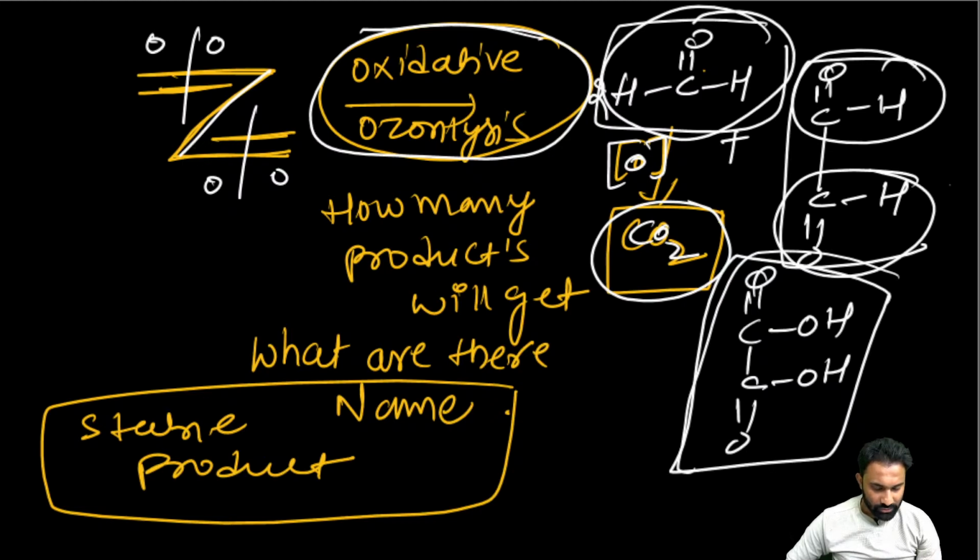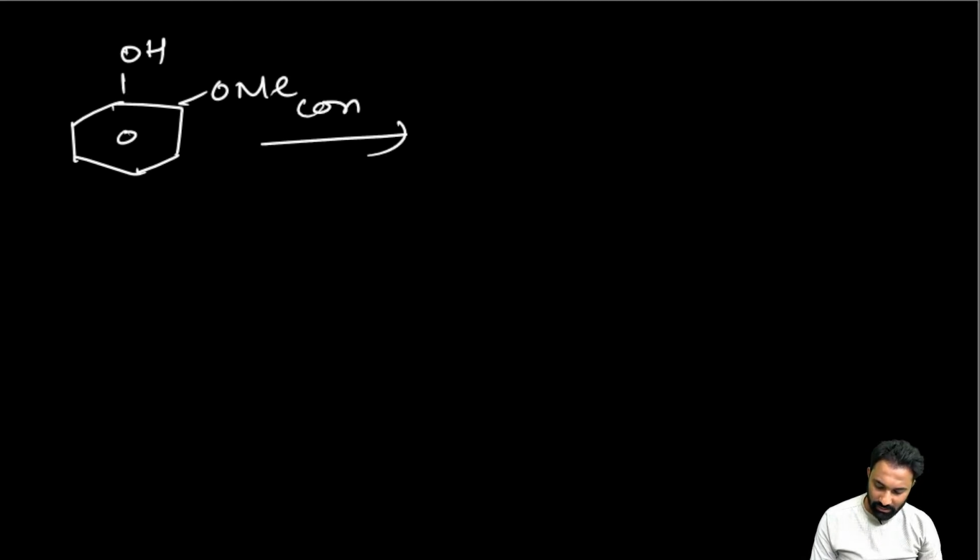Now wait, I will write the one question. Here the one question is, first one they have given, this is OH and this is OMe, in the presence of concentrated HI. Concentrated HI, it gives B.